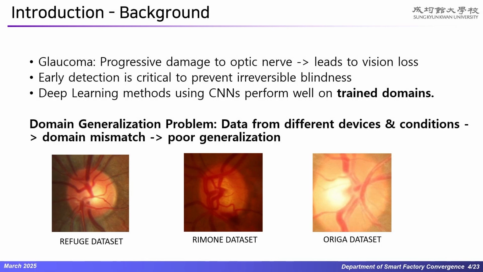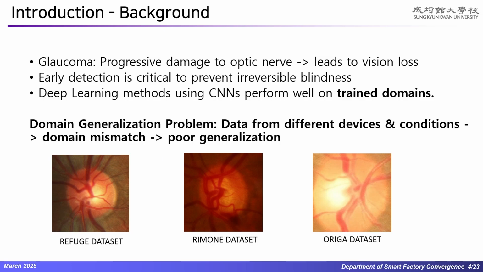Glaucoma is a neurodegenerative disorder marked by progressive damage to the optic nerve and the retinal nerve fiber layers, ultimately leading to visual field deficits like vision loss or blindness. Now, early detection is crucial, as timely diagnosis of glaucoma, which leads to timely intervention, can prevent irreversible vision loss.